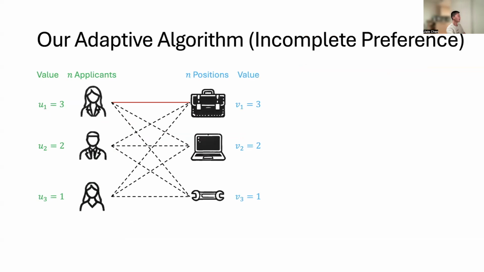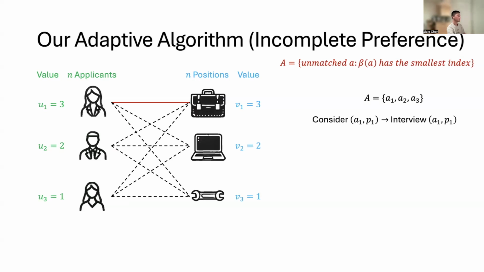Now here is an illustration of our adaptive algorithm. Remember that we were going to look at the applicant set capital A, which is defined to be the unmatched applicants such that the beta of them has the smallest index. In the first step, the capital A will contain all the applicants, and their most preferred position will be the first position, P sub 1. And for P sub 1, the most preferred applicant in the set capital A will be A sub 1. So in this step, we will consider the pair A sub 1, P sub 1.